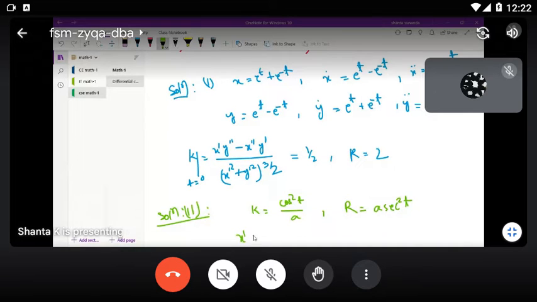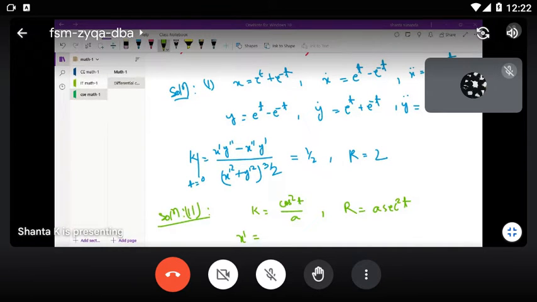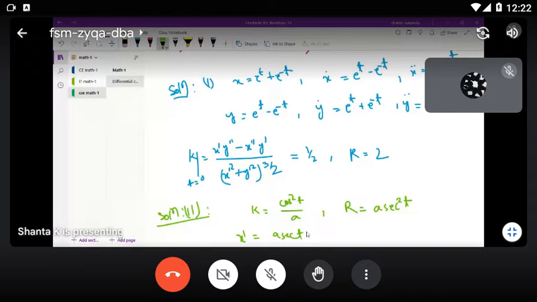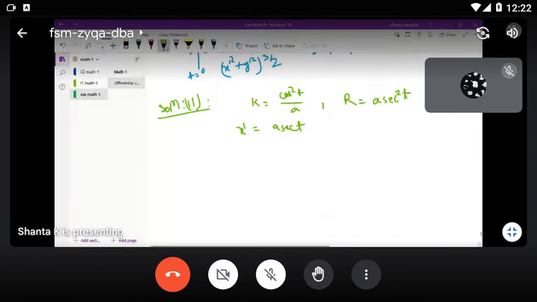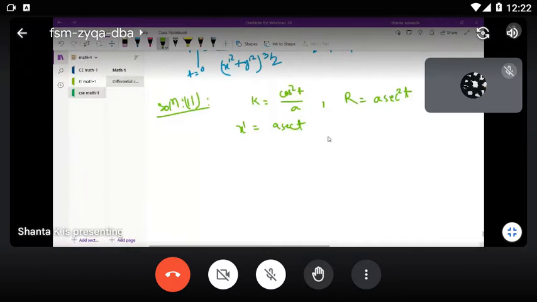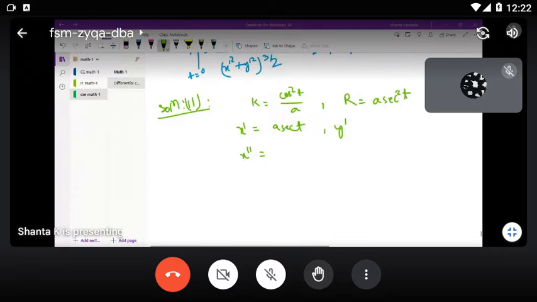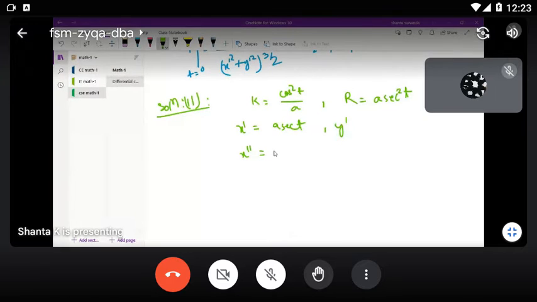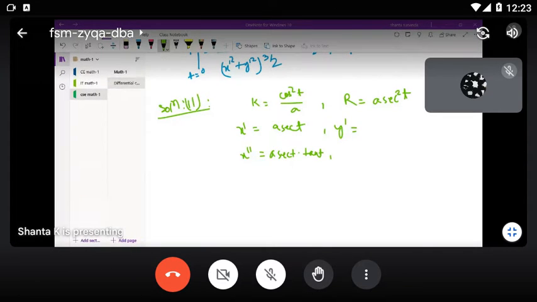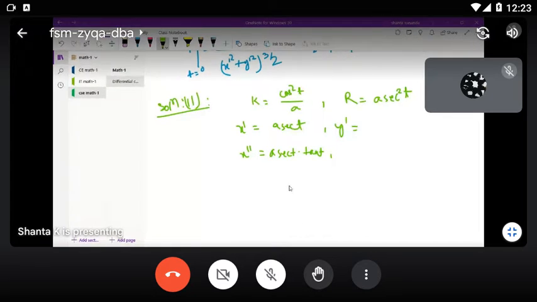I'm writing the calculation directly. Okay, you will do. So x dash we are getting a sec t. So the second order derivative, if you see, it is coming a sec t dot tan t. And y dash is a sec t tan t.